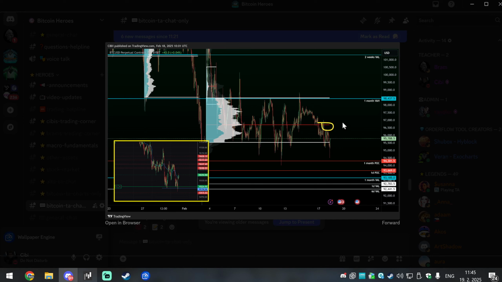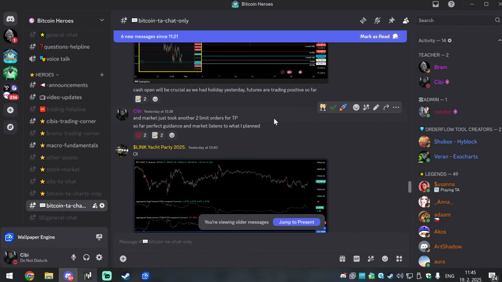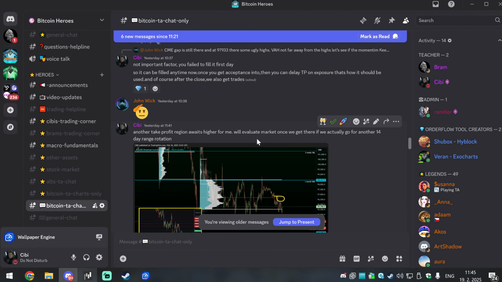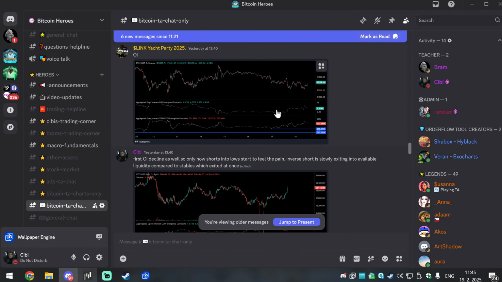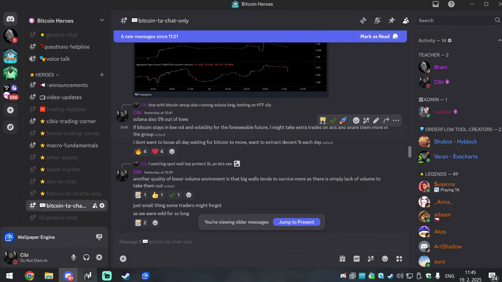Okay, so you see, sometimes you can be more greedy to expect full rotation, sometimes not. I was very realistic about what I can expect from these trades. You can see literally the take profits were set here, and exactly once this one was taken, we rolled down. Okay, so let's go down.